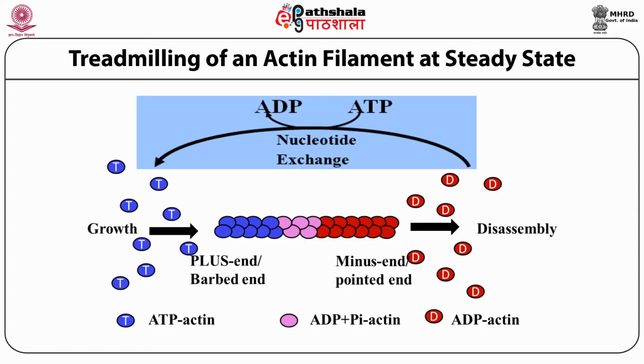At the other end, the ADP actin stays, and from the minus end, or the pointed end, slowly the ADP actin dissociates. After this dissociation, the ADP is exchanged with ATP, and the ATP actin again is ready to go and bind at the barbed end. And this cycle is what we call the stationary state, or treadmilling.